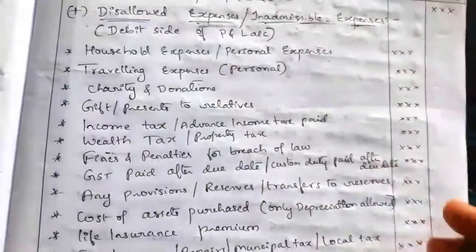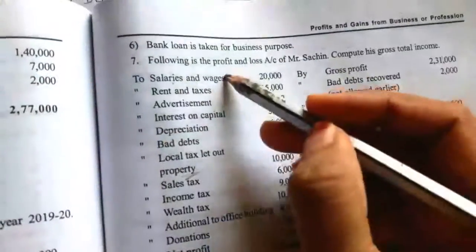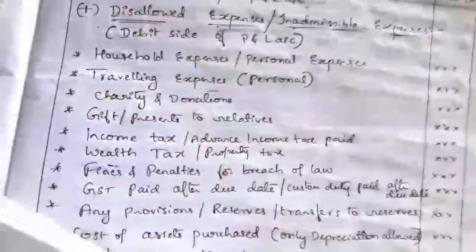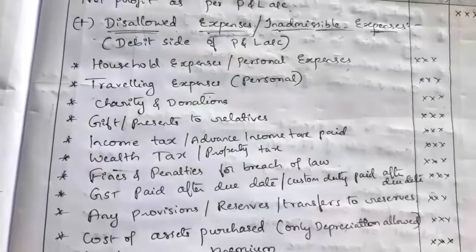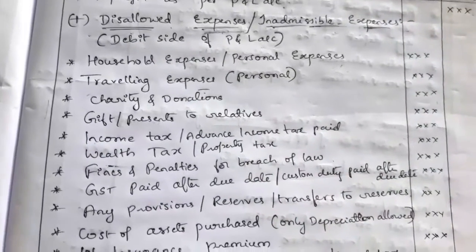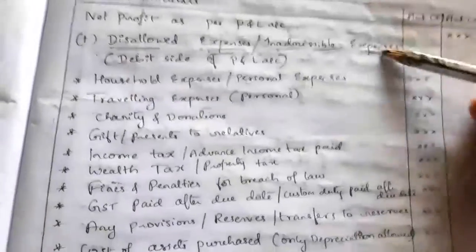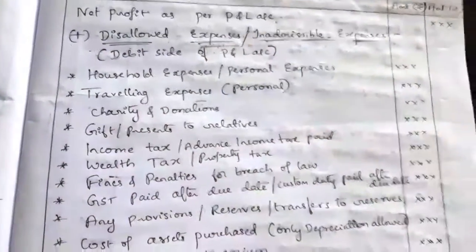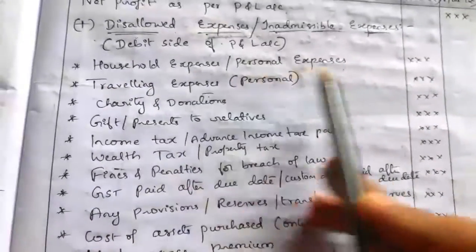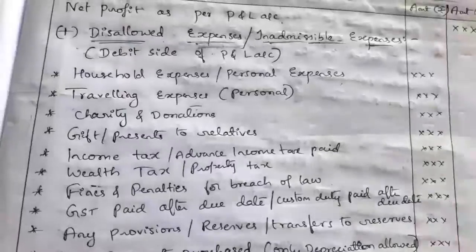So that is disallowed. If this household expense is recorded on the debit side of the profit and loss account, then we have to add it back. We have to cancel, to delete that entry from the debit side of the profit and loss account. How to delete? We can add it back to the net profit. That is, disallowed expenses should be added to the net profit. So household expense and personal expenses are not relating to business, so we have to add them back.